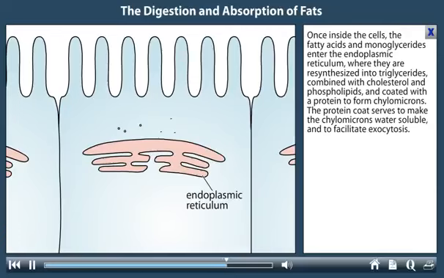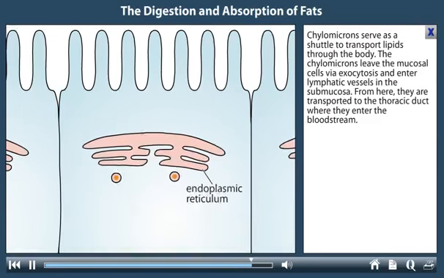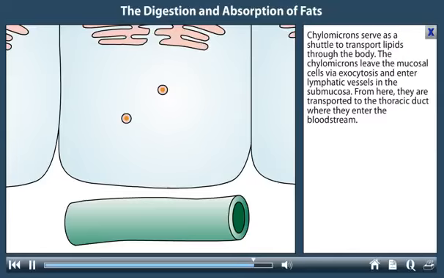Once inside the cells, the fatty acids and monoglycerides enter the endoplasmic reticulum, where they're resynthesized into triglycerides, combined with cholesterol and phospholipids, and coated with a protein to form chylomicrons. The protein coat serves to make the chylomicrons water-soluble and to facilitate exocytosis. Chylomicrons serve as a shuttle to transport lipids through the body.